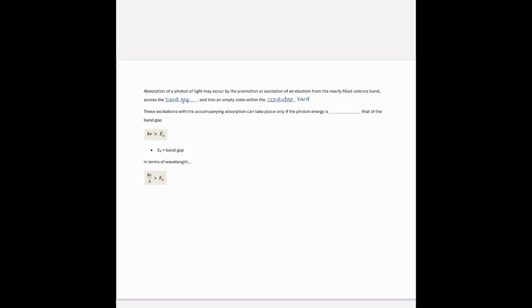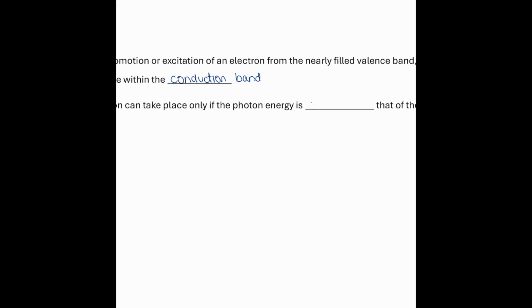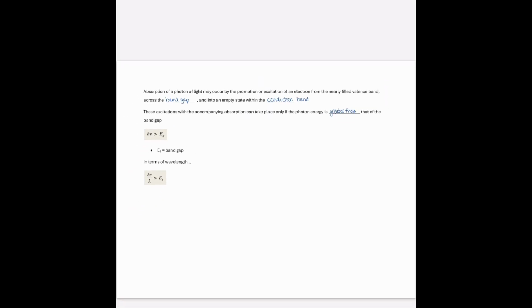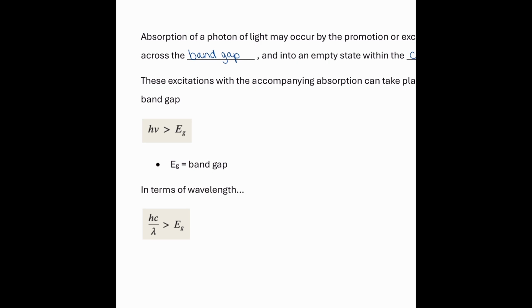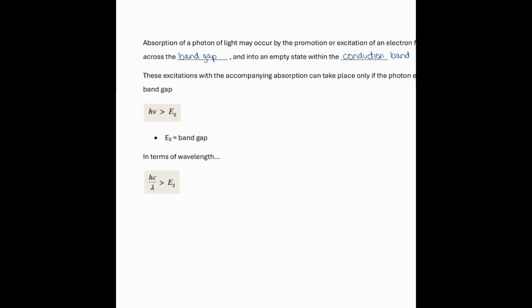And these excitations with the accompanying absorption can take place only if the photon energy is greater than that of the band gap. And we got another couple formulas here. Basically, just a formula to summarize what that little paragraph says. We've got hν is going to be greater than the band gap, or in terms of wavelength, hc over lambda is greater than the band gap.